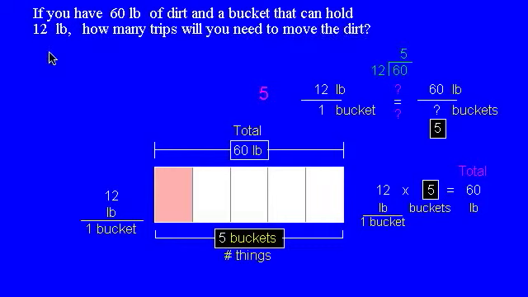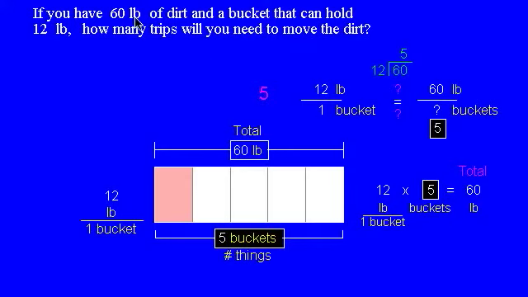This is the second type of division problem. If you have 60 pounds of dirt and a bucket that can hold 12 pounds, how many trips will you need to move the dirt? So setting it up in the multiplication format, we have the value for one thing, the number of things, and the total for all of them.